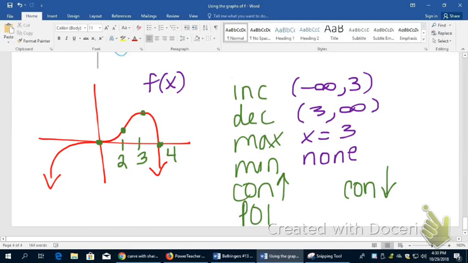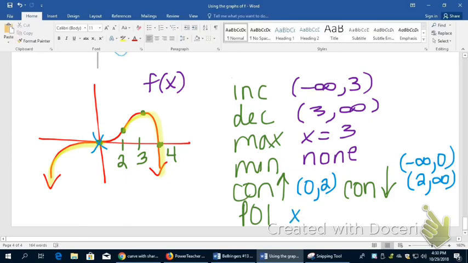Alright, so with concavity, I'm going to sort of draw it out because I think it's easier. I can tell that this graph is concave down at first. Then it changes, and then it's concave down again. So it looks like this graph is concave down from negative infinity to 0, and then from 2 to infinity. The graph is concave up from 0 to 2. And then what that means is that there's two points of inflection. There's a point of inflection at 0 and a point of inflection at 2.